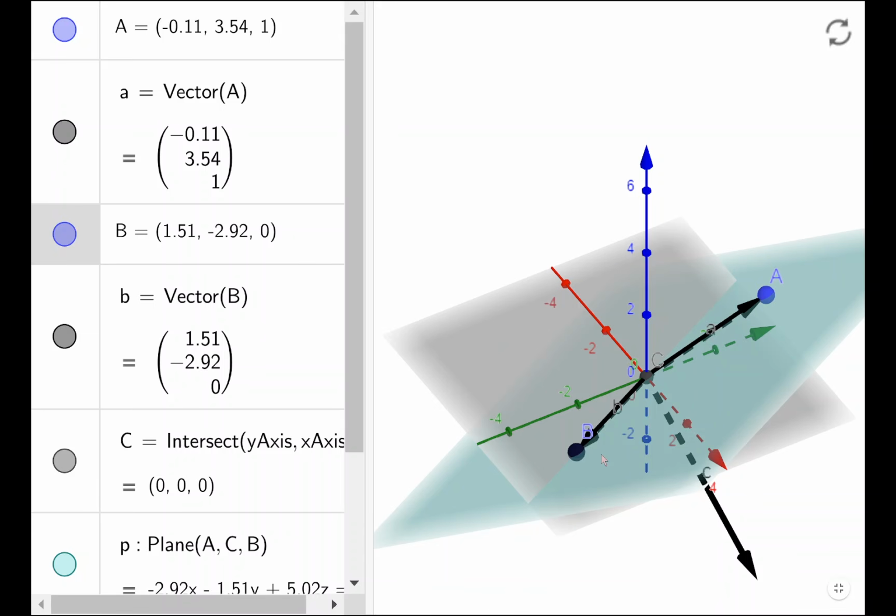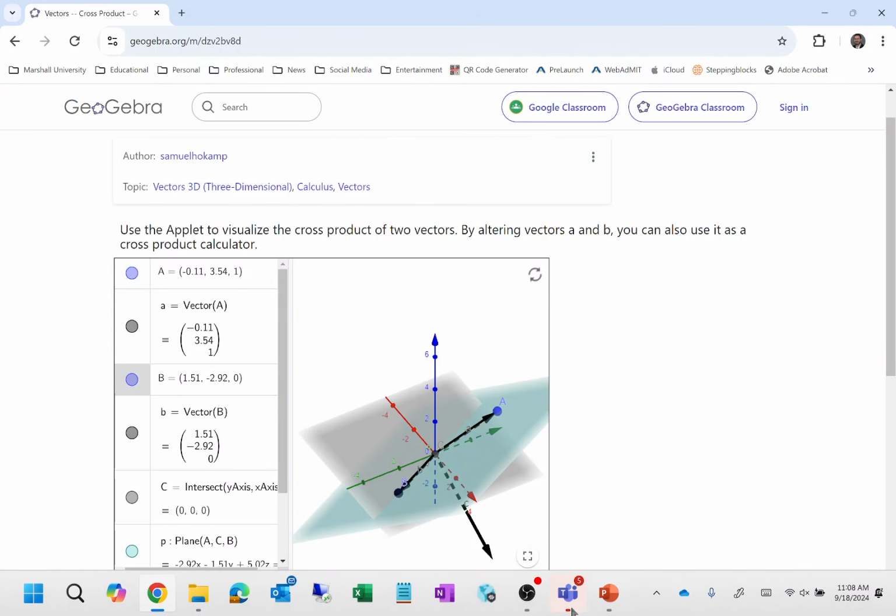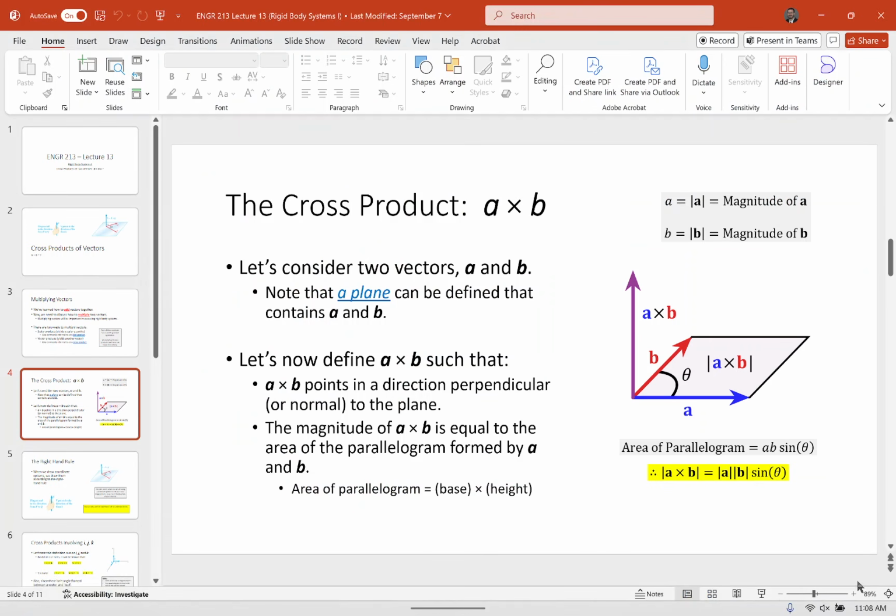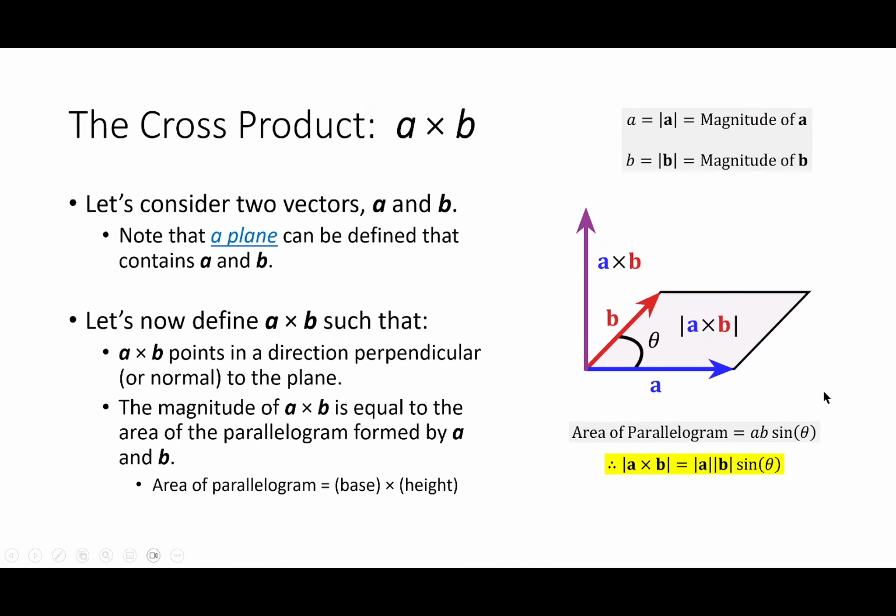Now, as for the magnitude, I propose that for two vectors, we can bound a parallelogram, a bounded region between those two vectors. And we can compute the area of that parallelogram. I propose that we can define the magnitude of the cross product to be that area. Does that make sense? Okay?